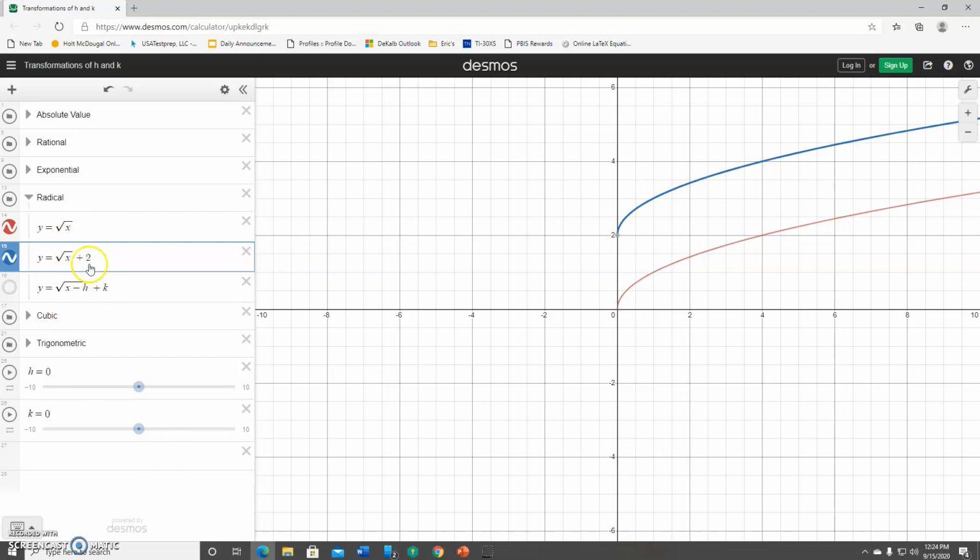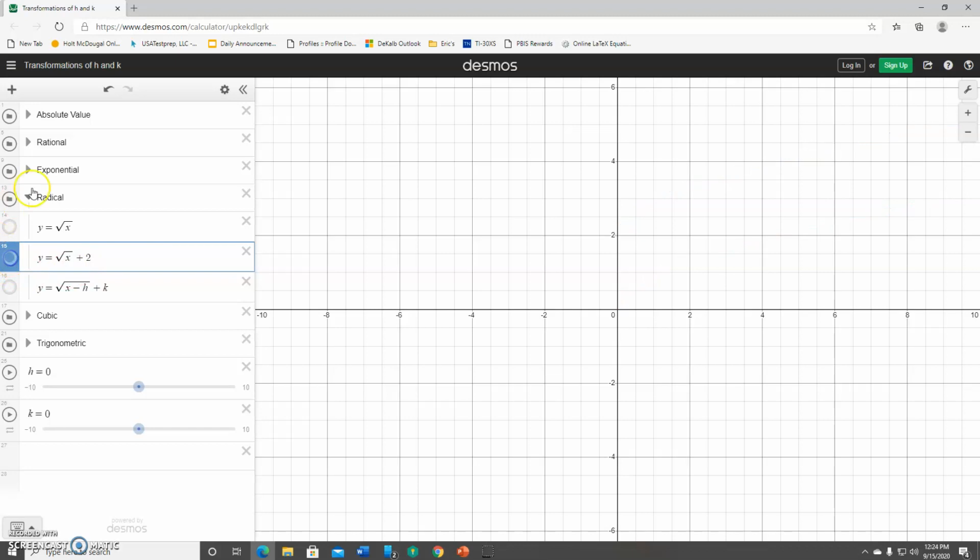So again, the idea is understanding where the grouping symbol is. What's under the grouping is left and right, and you do the opposite. On the outside is up and down, and you do what you see. You see it went up, and up appears to be positive.